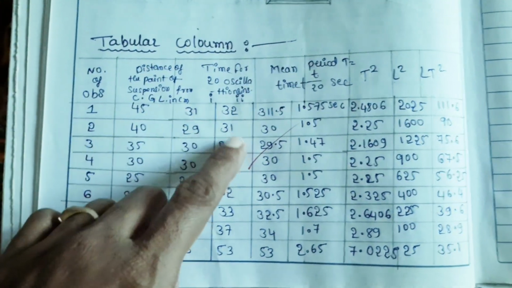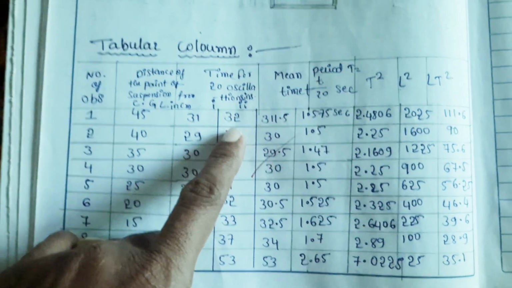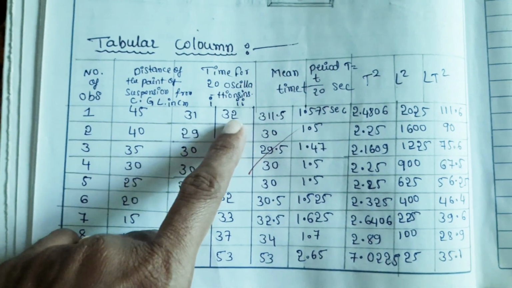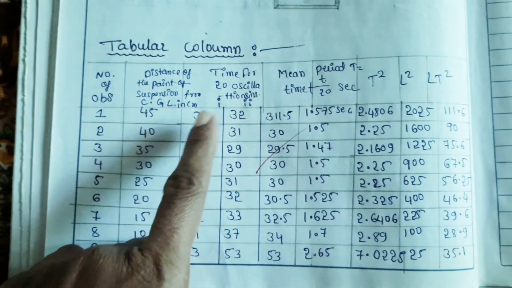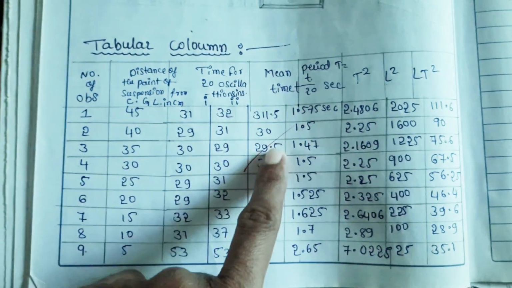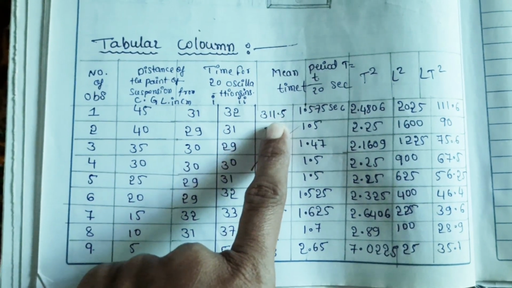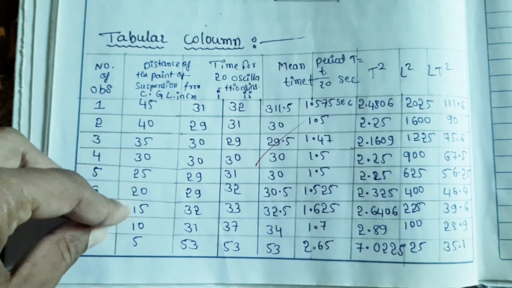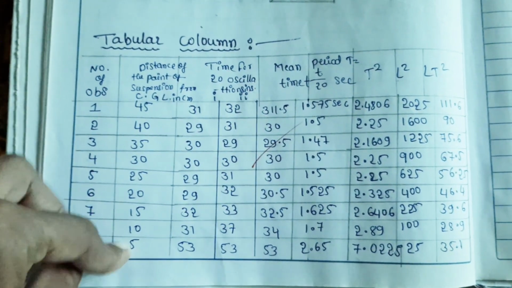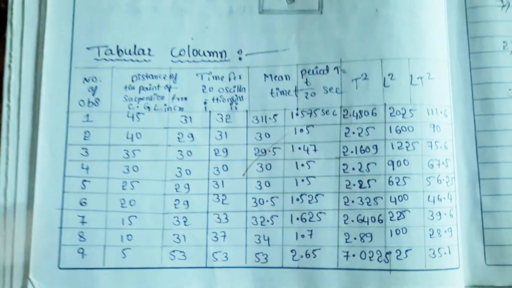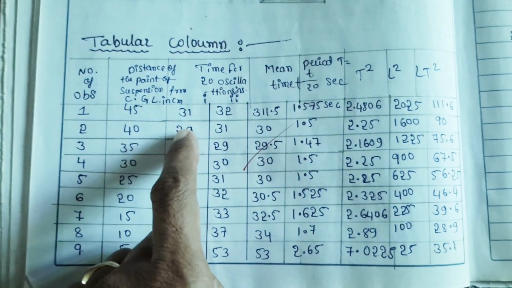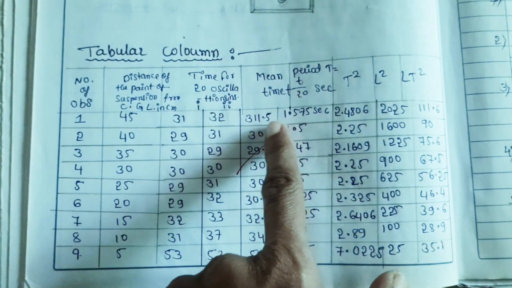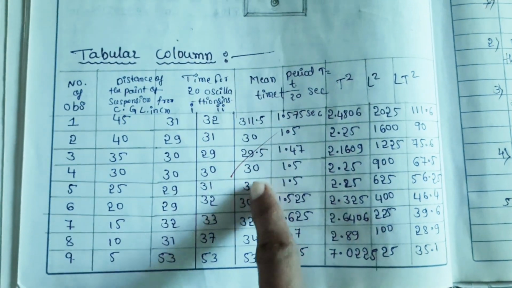Similarly again for 20 oscillations you have to note down the time, how much it is going to take. Here they have written 32, and take the average of these two. In this column you have to write the mean time t. Same procedure you have to repeat for 40, 35, 30 and the other different distances up to 5 centimeter. Note down the time the first time, the second time, take the average, and write the average in this column, mean time t.